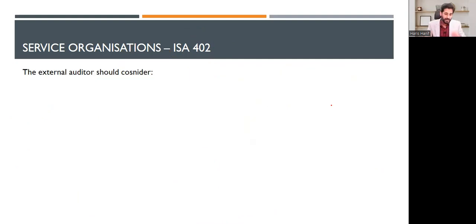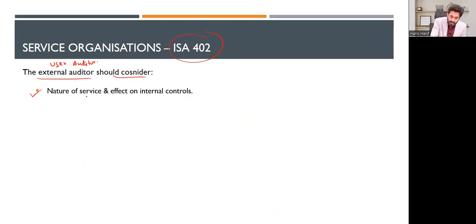Now let's move ahead. You are the external auditor. The external auditor is termed as the user auditor under ISA 402. So external auditors should consider the nature of service and the effect on internal controls, that is, the nature of service which has been outsourced, the nature of work which has been outsourced, right?